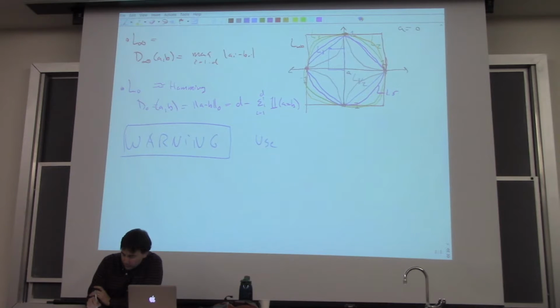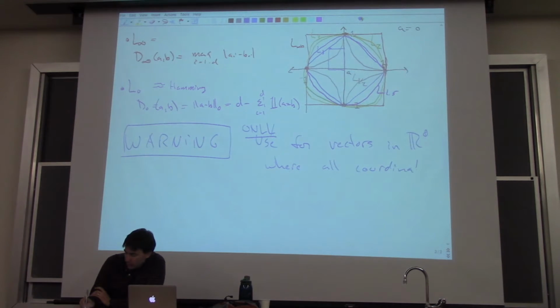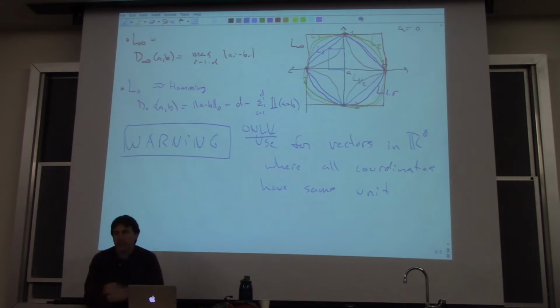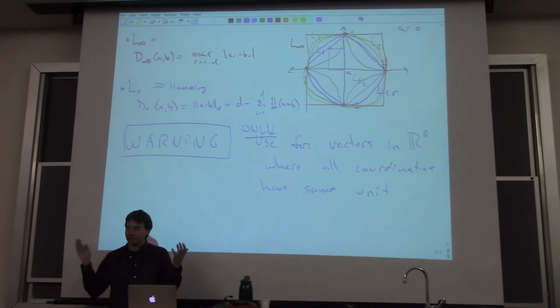So use these for vectors in R^D, where, I should probably say only, where all the coordinates have the same unit. Or, if the coordinates are unitless, that's also fine. They need to have the same unit, right?